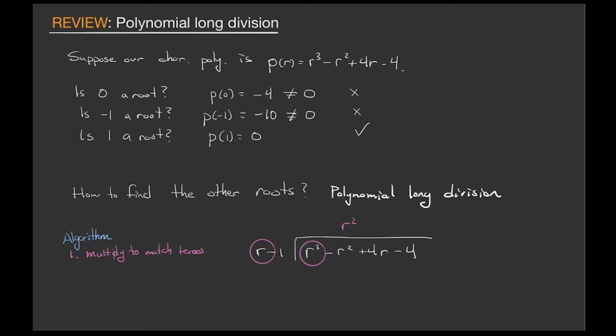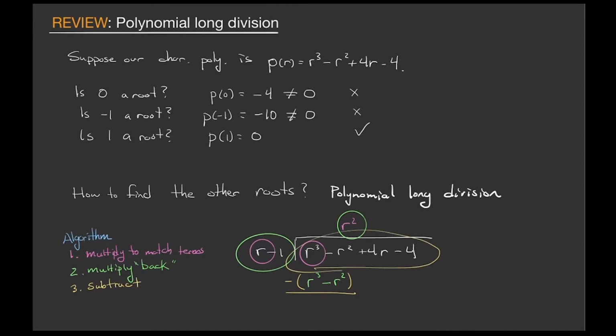Now that we have that, we're going to multiply back through. In order to multiply back, we take this r squared and we multiply it by all of this. That will give us r cubed because, as expected, r squared times r is equal to r cubed. And then we have minus r squared. Here we subtract from r cubed minus r squared plus 4r minus 4 this here.